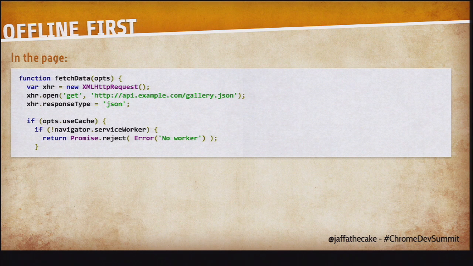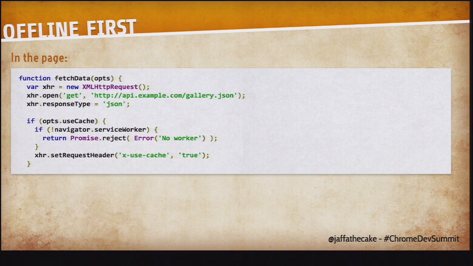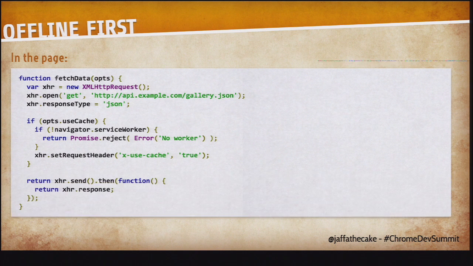But if the service worker is there, we can set a header. We're going to set in header x useCache to be true. And then just serve up the XHR. I'm kind of pretending that XHR uses promises, which it doesn't at the moment. Hopefully one day it will. This header thing looks a little bit magic, and it is. But it's not magic in the service worker. It's magic you can bring as a developer.